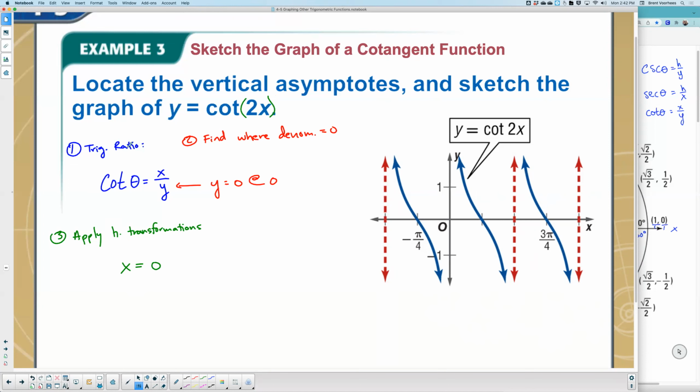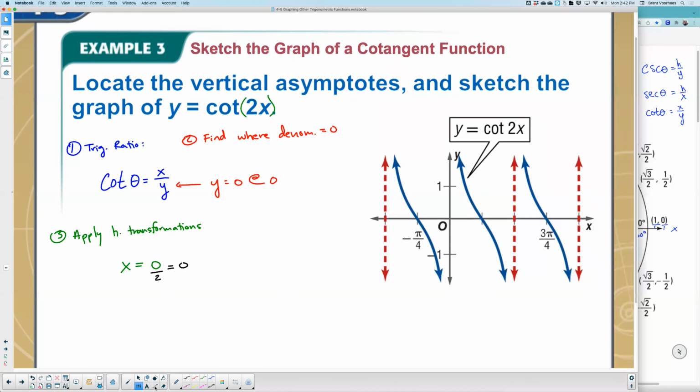Yes, it's saying to multiply by 2. What's the opposite of multiplying by 2? So I would divide this by 2. What is 0 divided by 2? 0. So the first asymptote should be at 0. On your notes, the textbook did not include it. I'm going to. This is the first asymptote. That is x equals 0. That's our first one. There it is.